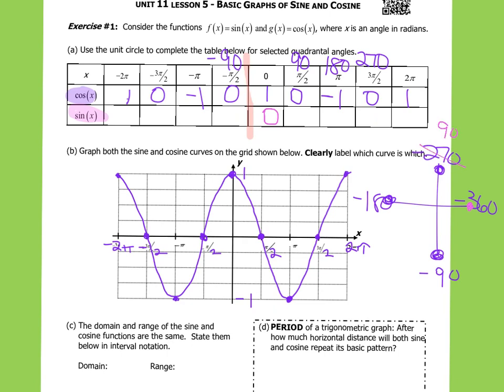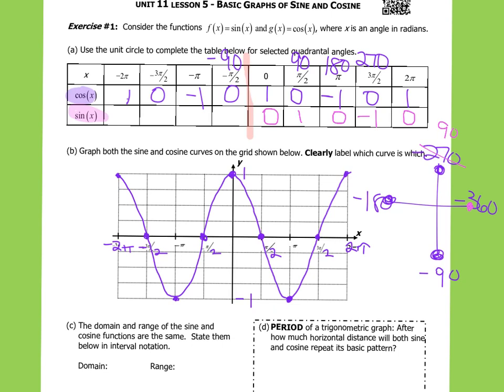What's my y value there? It's 1. And then I go to 180. My y value there is 0. Notice a pattern emerging here. This is negative 1. And when I go all the way back around to 2 pi or 360 degrees, my y value there is 0. Notice a pattern. It's almost the opposite of what it was.